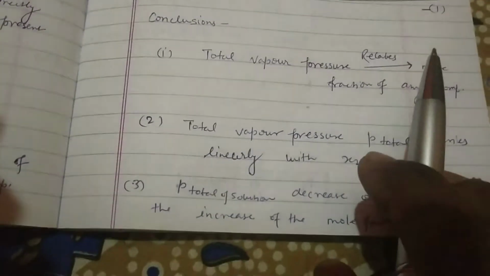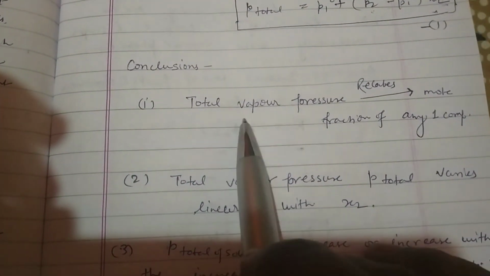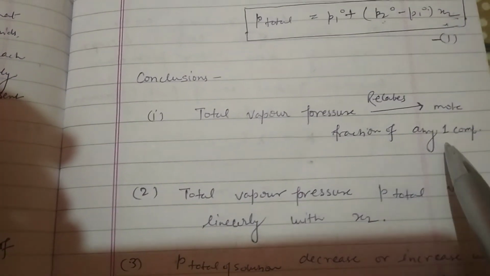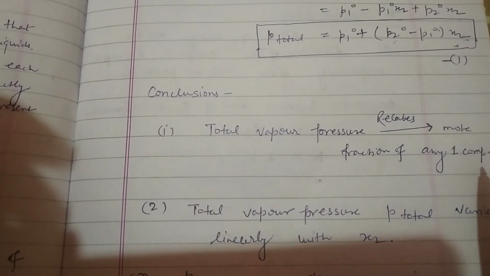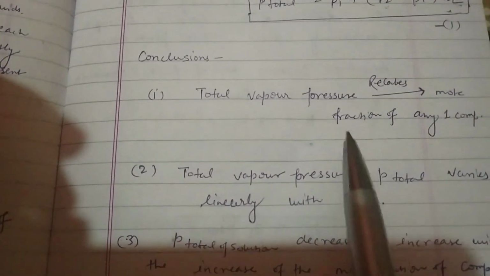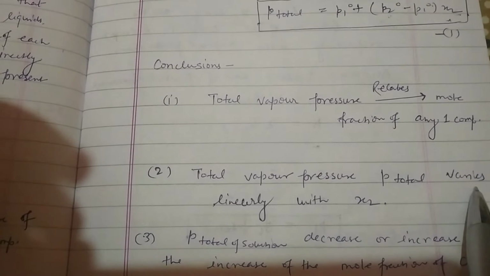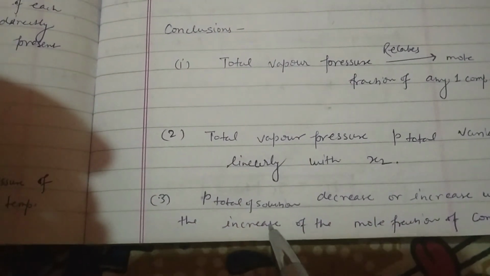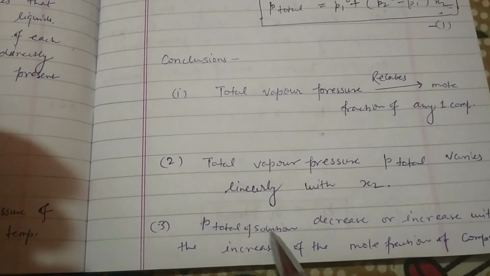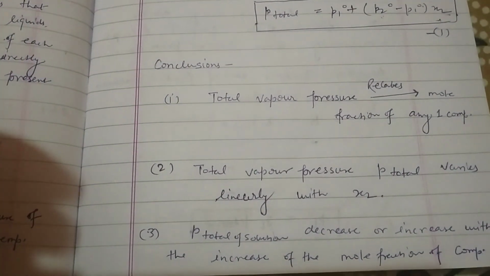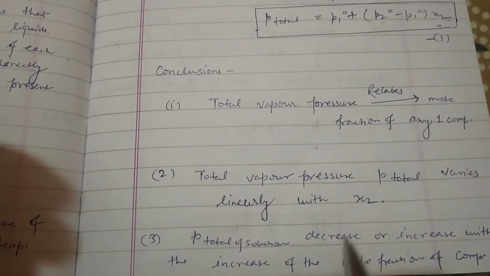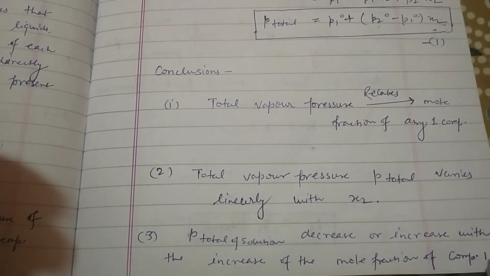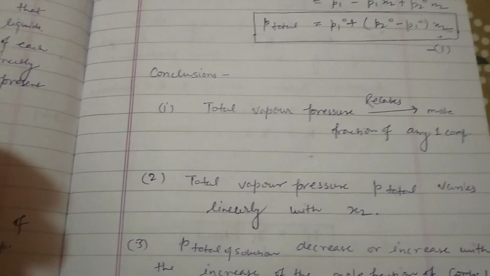What is the conclusion of this statement? First conclusion: the total vapor pressure is related to the mole fraction of any one component. The total vapor pressure varies linearly with x2, that is, with the mole fraction of one component. Again, the total pressure of the solution decreases or increases with the increase of the mole fraction of the component. Component 1 means it depends on the quality of component 1, that is, what kind of component was taken.